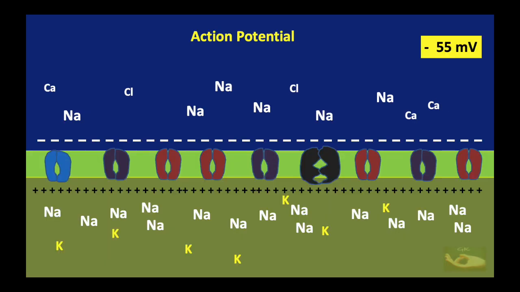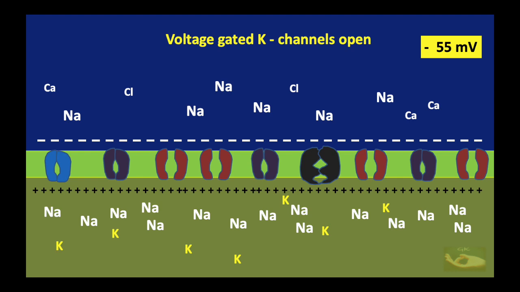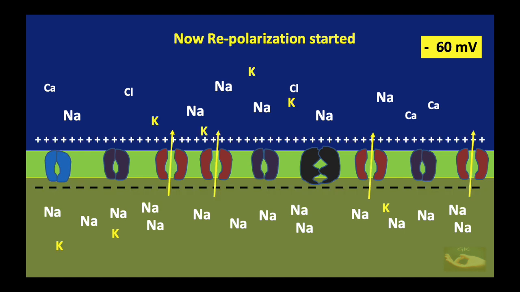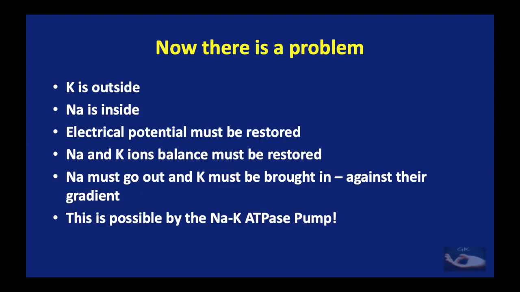After the depolarization has occurred, the voltage gated potassium channels open, causing a slow efflux of potassium ions outside. Now you will note that the electrical gradient has come to minus 60 millivolts. Now there is still a problem. The potassium has gone outside, the sodium is still inside, electrical potential is not completely restored, the sodium and potassium ions balance must be restored, and sodium must go out and potassium must be brought in against their gradient.